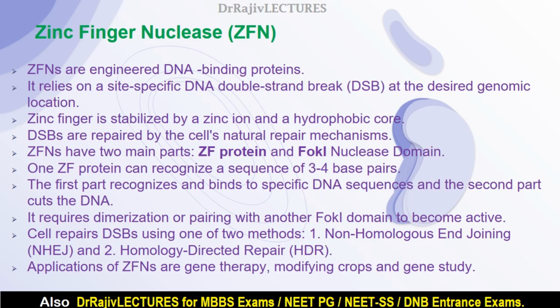ZFNs are composed of two main parts, a zinc finger DNA binding domain or ZF protein and a FokI nuclease domain. Each zinc finger protein can recognize a sequence of 3 to 4 base pairs, and multiple zinc fingers can be combined to target longer sequences. The first part recognizes and binds to a specific DNA sequence, and the second part cuts the DNA. It requires dimerization or pairing with another FokI domain to become active, ensuring that DNA is only cut when two ZFNs bind to adjacent sites on the DNA.